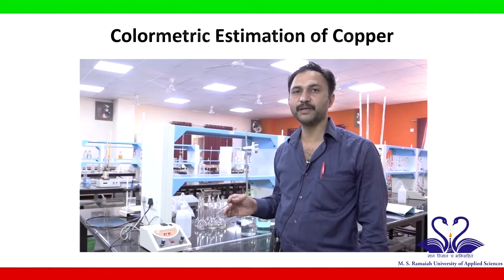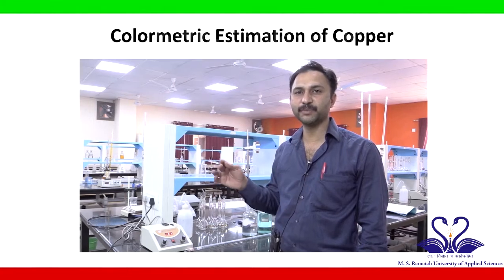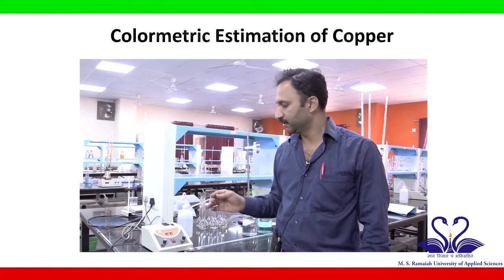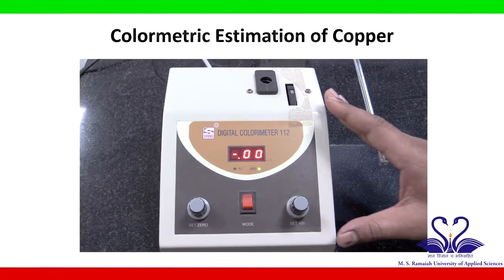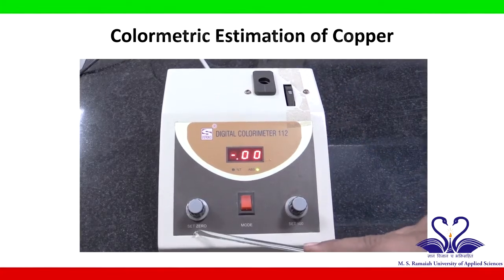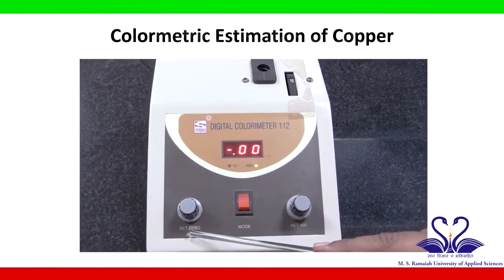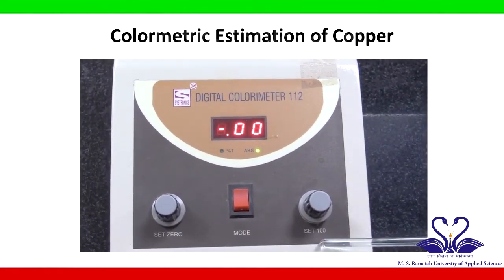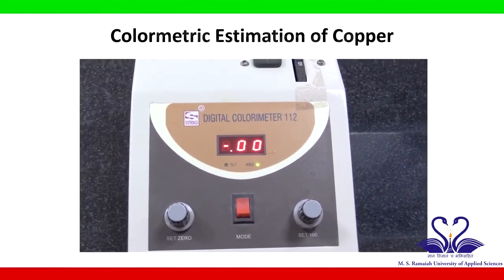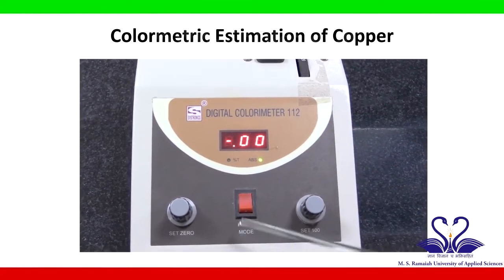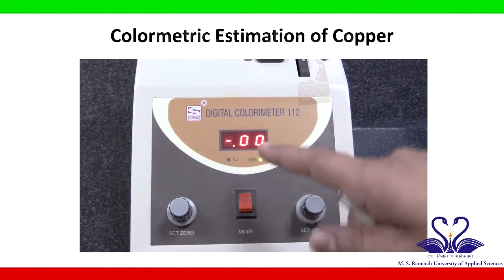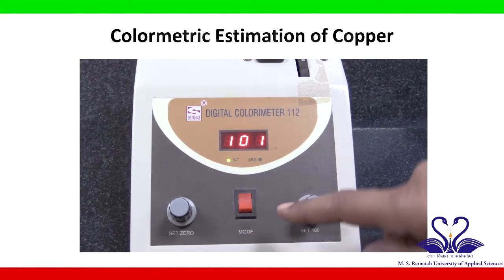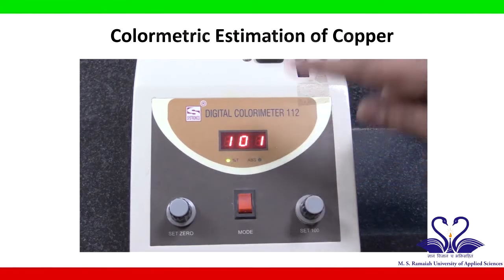The apparatus required to find out the concentration of the given copper sulfate is the digital colorimeter. The digital colorimeter consists of the set 0 button, where using the blank solution you have to set the instrument to 0, or if you are testing the transmittance you can set it to 100% by using this knob, set 100. There is also a mode button to switch between transmittance and absorbance. Now it is in the transmittance mode. If you press it once, it will go towards the transmittance mode.